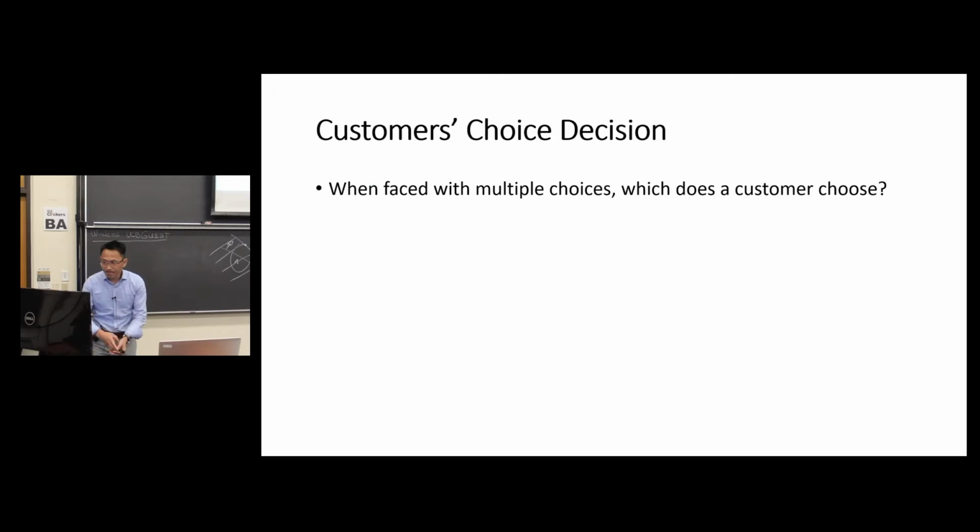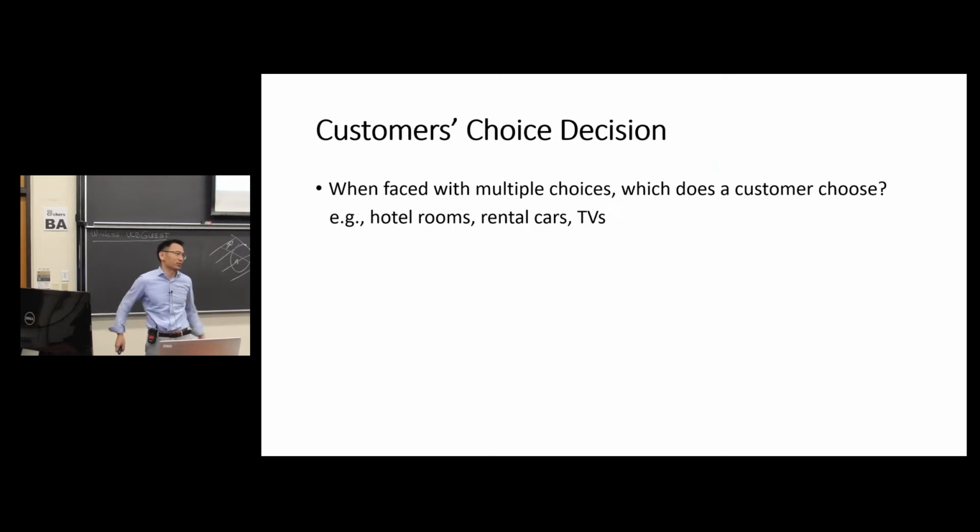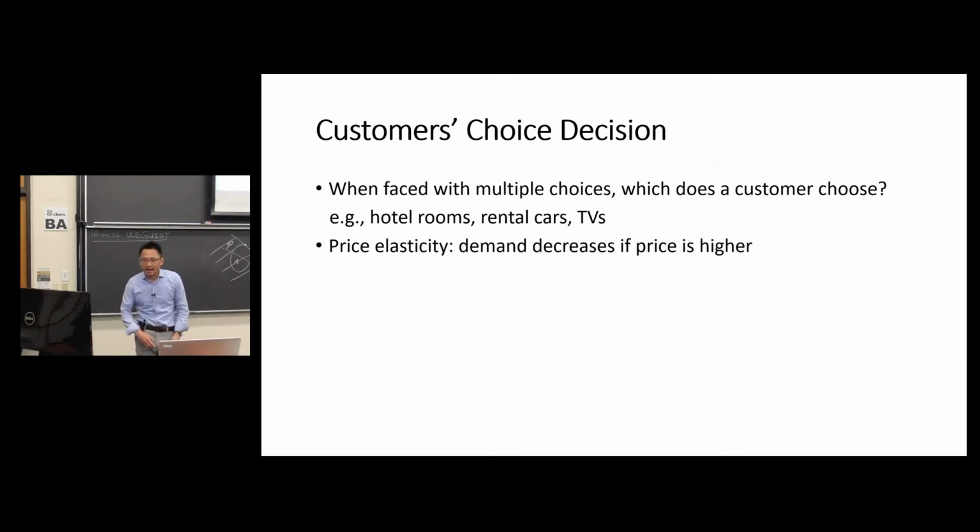Customer choice decision: when we are faced with multiple choices, which does the customer choose? Here is an example about hotel rooms, and there are many other examples, services and products. We care about lots of things, and probably the first thing that comes to mind may be the price. So we are price sensitive, and there is lots of data. We can estimate the price sensitivity and calibrate the price elasticity. For example, when the price is higher, the demand will decrease, and we can also say how much it will decrease.